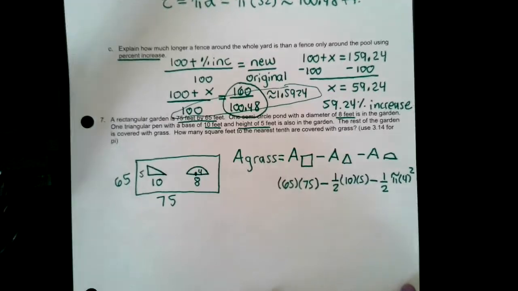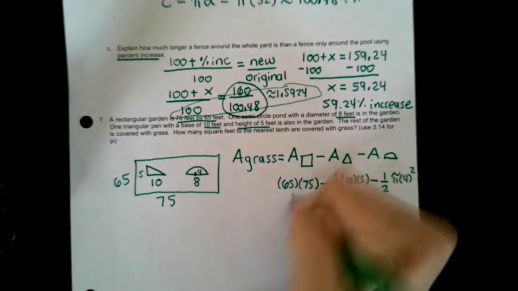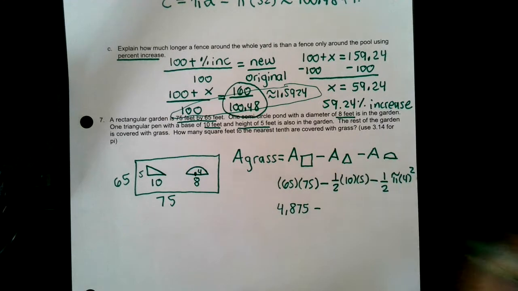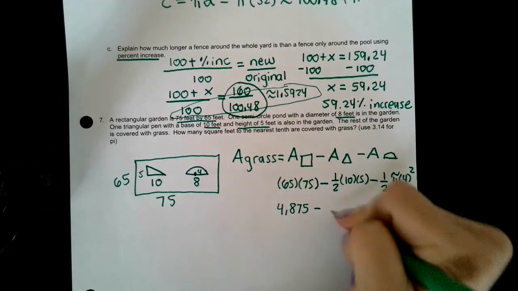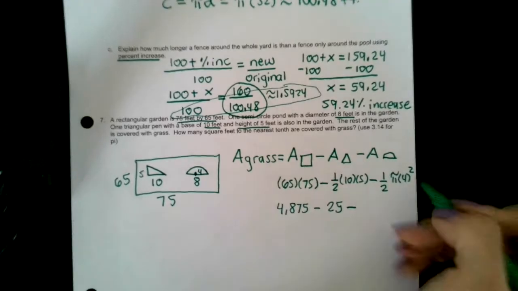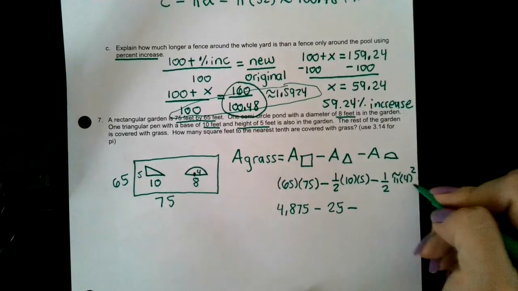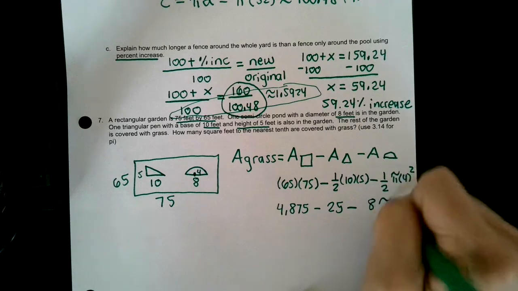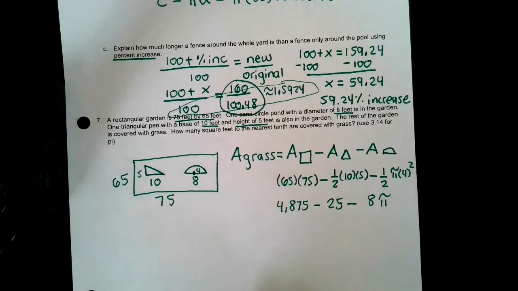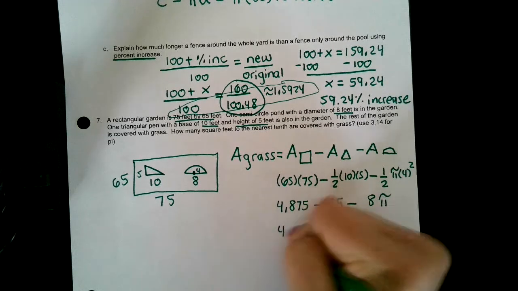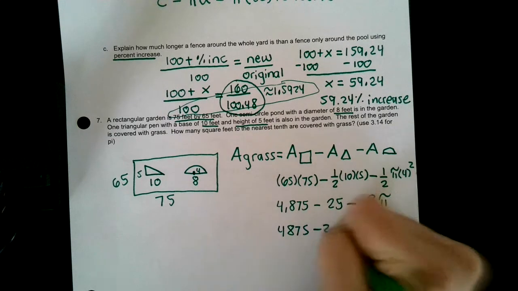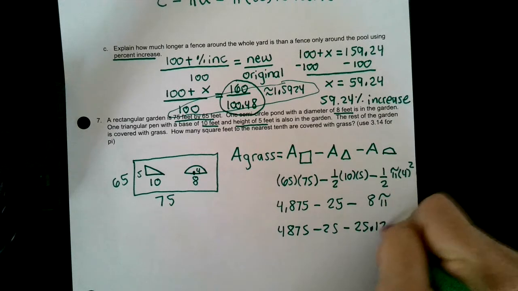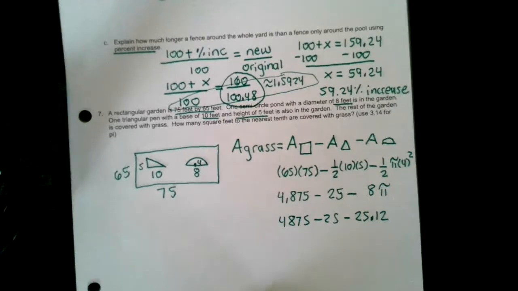Okay, so let's simplify this a little bit further. 65 times 75 is 4,875. 50 divided by 2 is 25. And last but not least, we have 1/2 of 16, which is 8 pi. I'm going to simplify this a little bit further. We have 4,875 minus 25. 8 pi is 25.12 as an approximation if you're using 3.14.